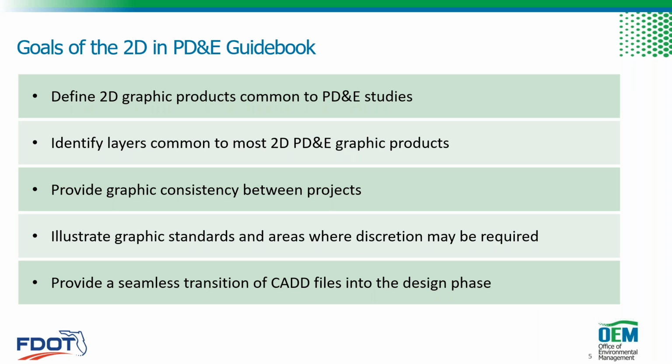All right, so the goals of the 2D PD&E guidebook. The first thing we're going to do is define the 2D graphic products that are common to PD&E studies. Those include the concept plans that we talked about, the base maps, and the graphic typical sections. We will also identify layers that are common to most 2D PD&E graphic products. This is going to be part of our features list, where we identify layers or levels, depending on whether you're using AutoCAD or MicroStation, that are common for these 2D PD&E products.